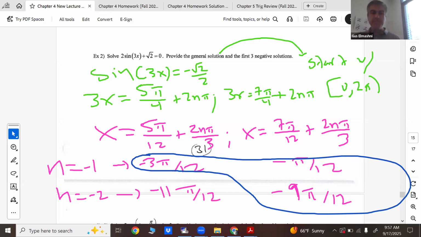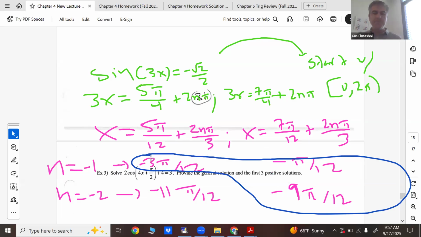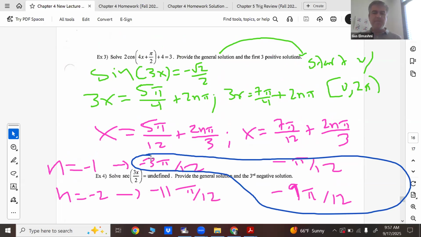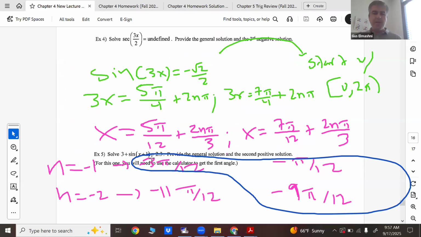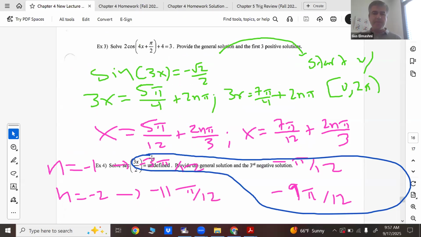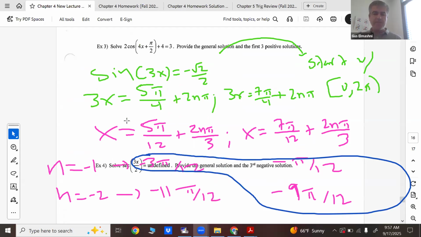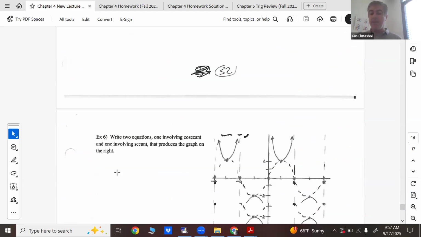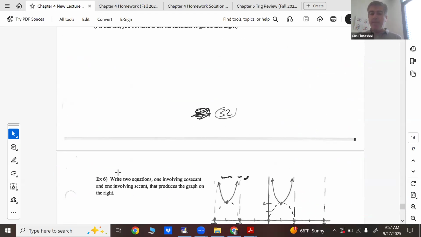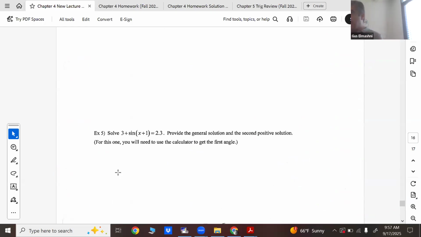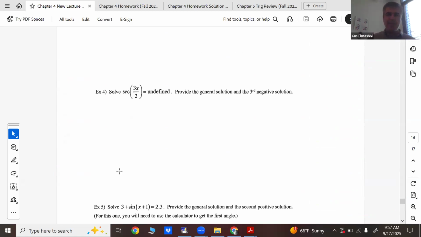Okay, let's try another one. Let's try example 3. I'm going to have you try on your own. You guys can handle it. And also example 4. Example 5, we definitely need a calculator. And then example 6 will wrap up the chapter 4 notes. And then I want to start talking about review of identities because we have to talk about that too today.